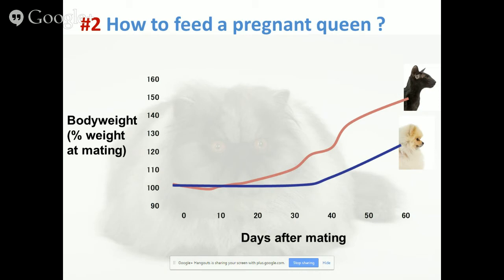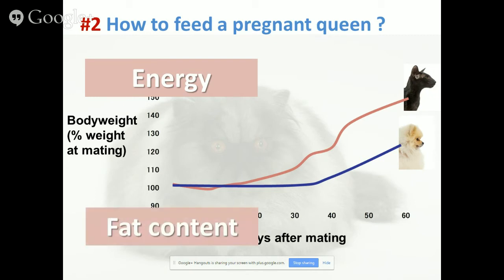So that's why in queens, we'll start to increase the energy density of the diet since the beginning of the gestation, which basically means that you need to focus on energy. In queens, we will increase the energy density of the diet by plus 10% per week, starting from the beginning of gestation. Totally different than in dogs.